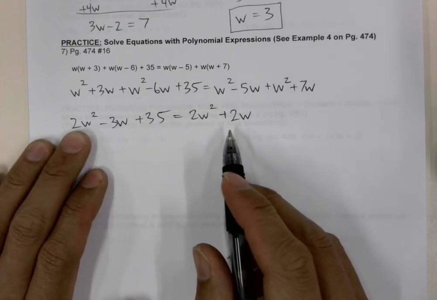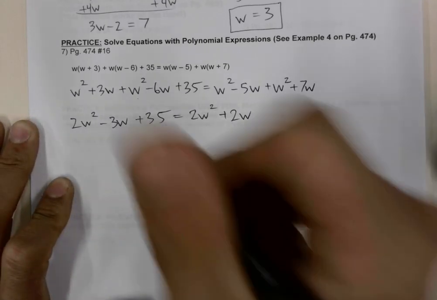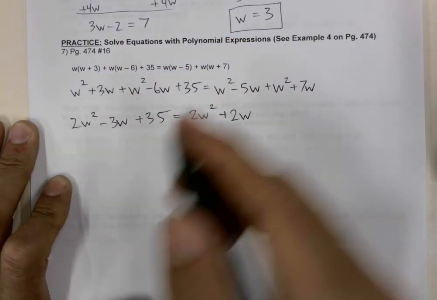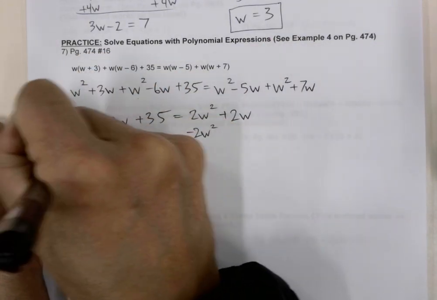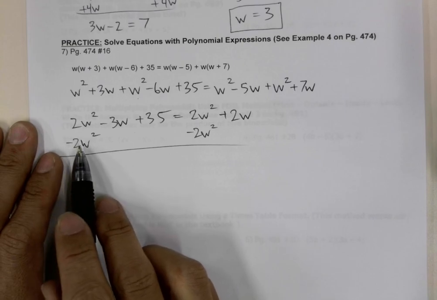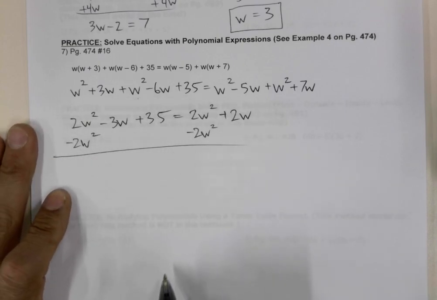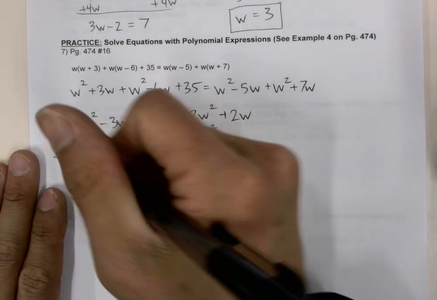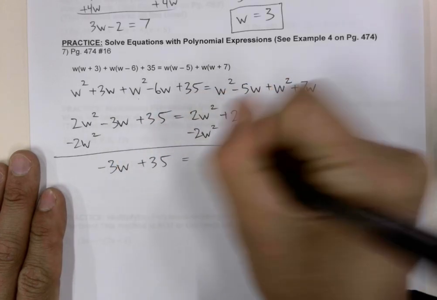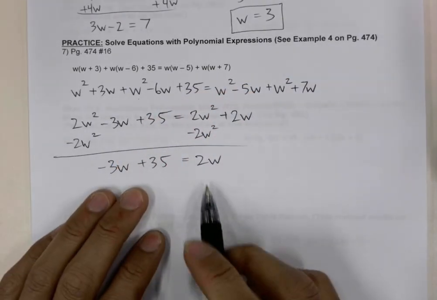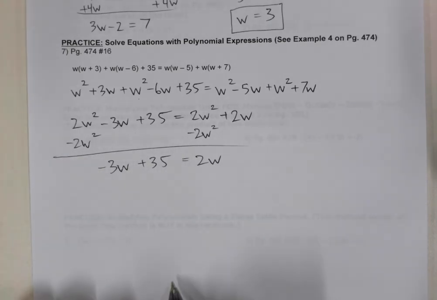Alright, so now what am I going to do? Well, I want to subtract 2w squared from both sides. Right? I'm going to move this over. So I'll subtract 2w squared minus 2w squared. And that gets rid of the problematic w squared, right, which allows us to solve this equation. And so I'm going to get -3w plus 35 is equal to 2w. Alright, and so now you should be feeling a little less anxious because we got rid of the w squared.